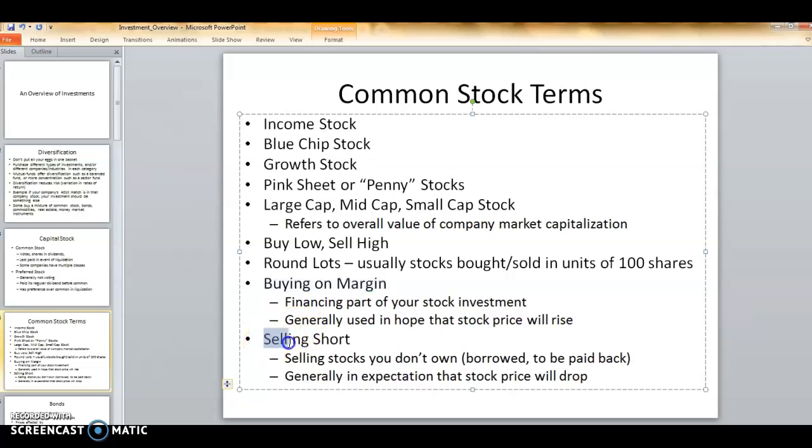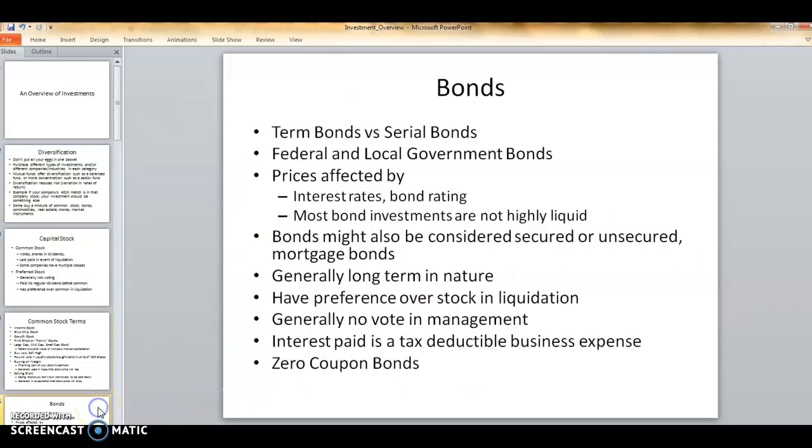Another risky way of dealing with stocks is selling short. Selling short is basically selling stock that you borrow from somebody and have to repay in the future. The expectation here is that you're going to sell it today at a high price and hopefully be able to buy it back in the future at a lower price, when the market goes down, so you can repay that loan at a lower price.